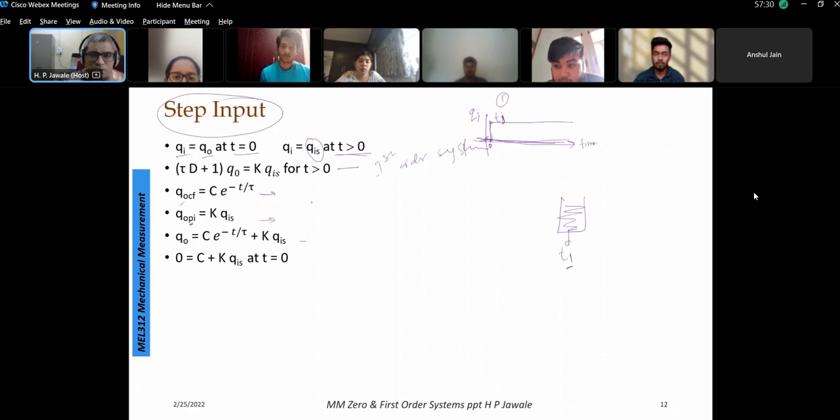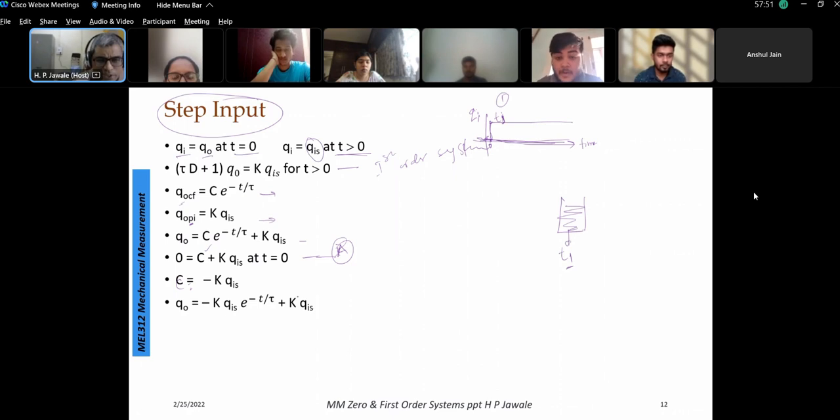Now let us say at the 0 instance, the Qo will be 0. So this is the first boundary condition. I should say equation A indicating boundary condition 1. At time interval 0, the output is also 0. So we can find the value of C. The constant will be equal to minus K times Qis. Right. So the equation can be rewritten in the form of equation B, by putting the value of C into the equation: minus K Qis times e raised to power minus t by tau plus K times Qis, where Qis is the step input.